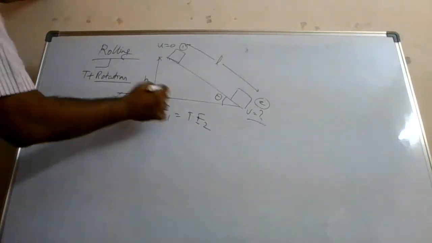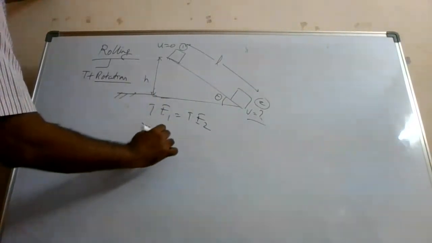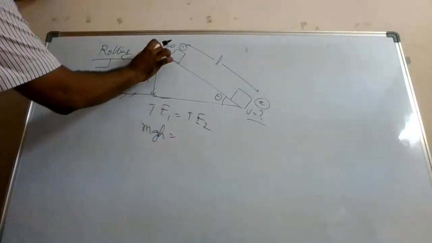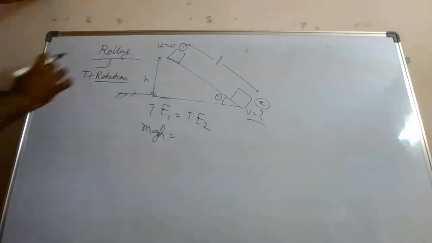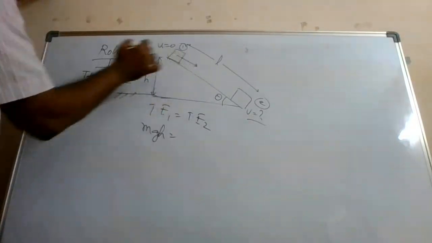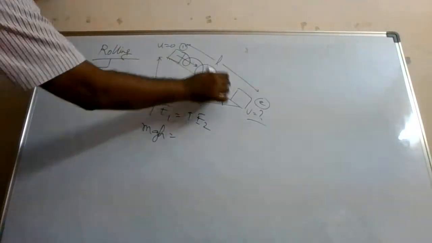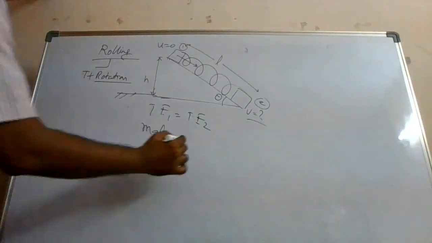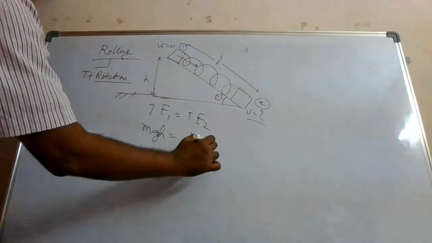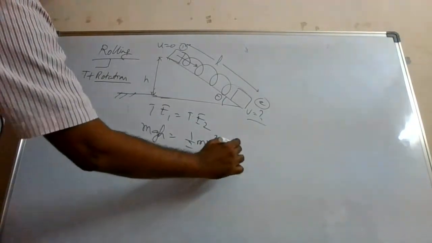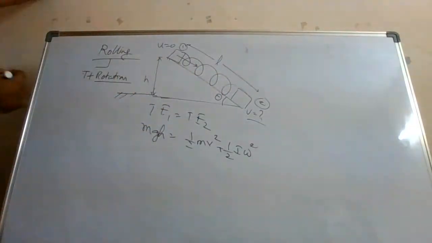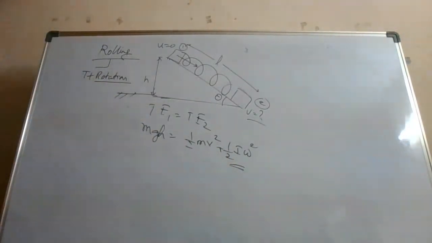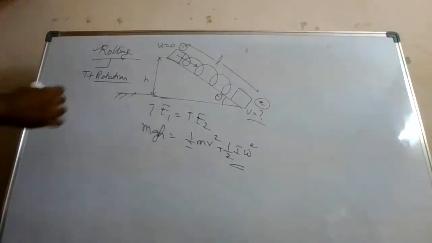So here mgh will be equal to the kinetic energy here. The potential energy here will be equal to the kinetic energy here. This is not simply sliding like this, it is rolling and coming like this, isn't it? So here you will have two types of kinetic energy. One is the translational kinetic energy, another is the rotational kinetic energy. This you have to remember. You have to see whether it's a rolling case or a sliding case.